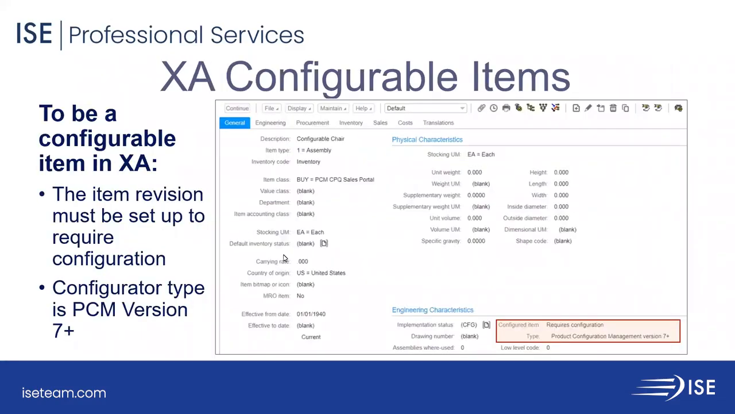Okay, so what does it take for an item to be recognized by CPQ as a configurable item? The item revision record needs to be set up to require configuration. You can see in my screen capture, that's a Boolean, either requires configuration or not. So set it to requires configuration. And then the configurator type has to be product configuration management, that PCM, the old branding for CPQ version 7+. If you have both of those, and provided you have a CPQ rule set with the same name as your item, then CPQ will launch a configuration session for that item.